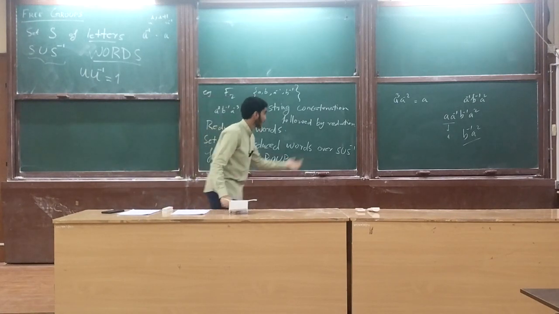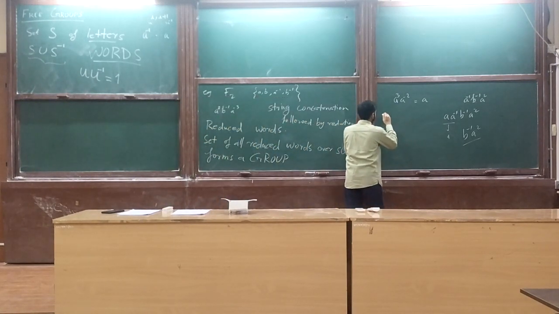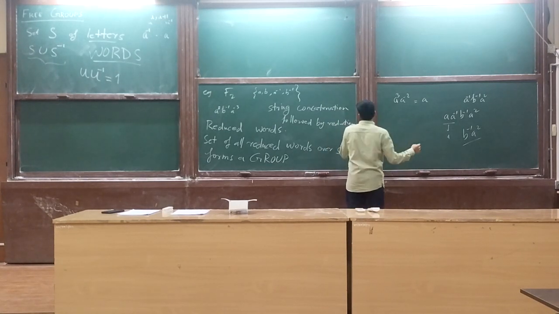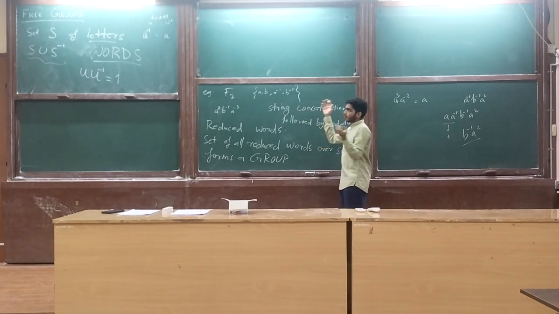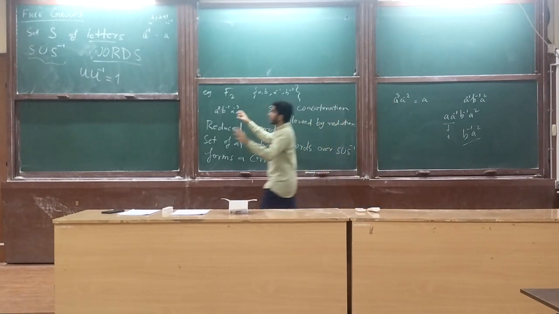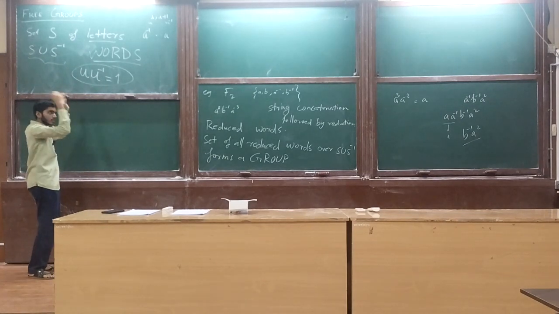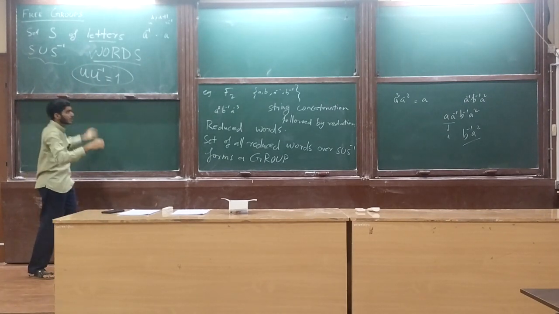Fine. Some observations there. In free groups, you can't have elements of finite order. Why is that? Why is this group called free? Because I'm reducing words only with this relation. This is the only relation I care about. This is the relation which is there in every group. I only care about this one.